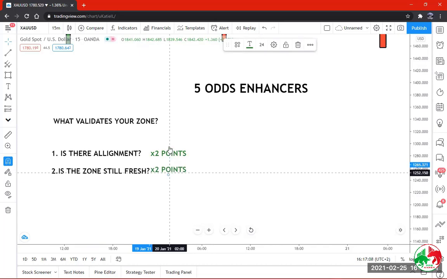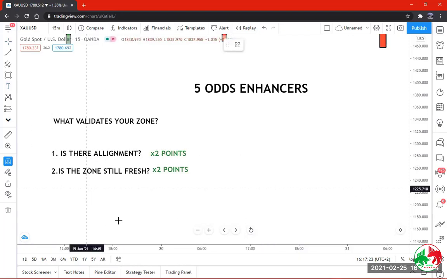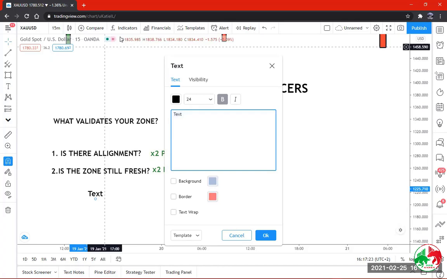So now we are up to 4 points. We are looking to score at least 8 to 10 before placing your buy orders or sell orders. All right, the third question.